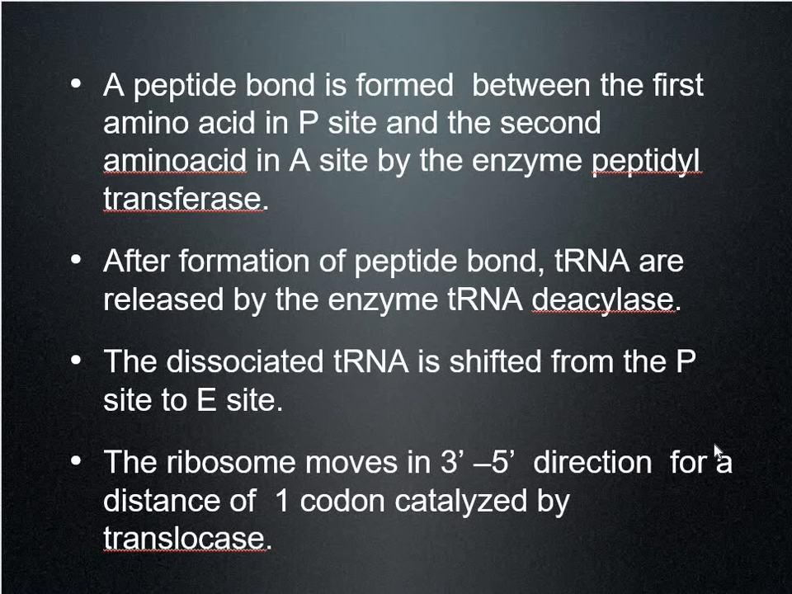Now the tRNA is dissociated or released, and it moves from P site to A site. So the charged tRNA, the tRNA which carries the amino acid, is accepted by the A site. It moves through the A site as a complex. At the P site, the amino acid forms a bond with the previous amino acid in the peptide site. Once it is over, deacylase will release the tRNA. It moves through the E site to the cytoplasm. So the ribosome moves in 3', 5' direction.